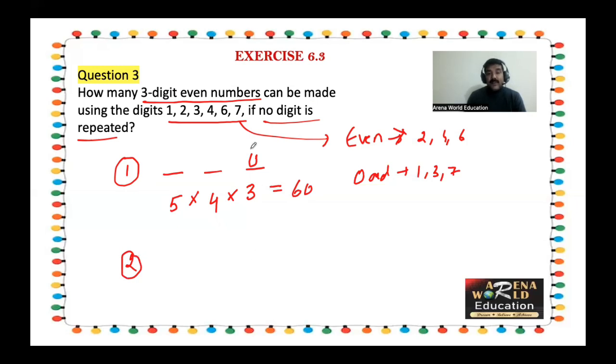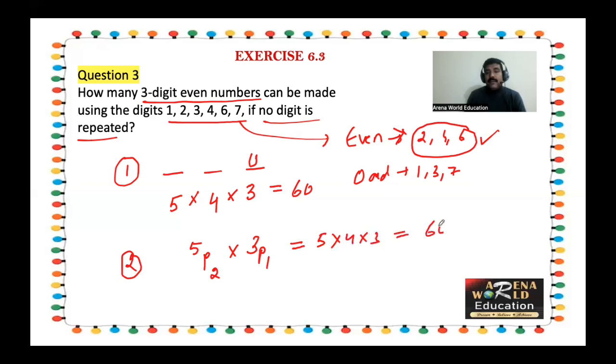And if we solve this question by using the permutation method, the unit digit will be chosen out of these 3 even numbers, so this will be 3P1. And for these 2 places, we have a total of 5 numbers and we will choose only 2. So 5P2 into 3P1. So what will be the answer? It will be 5 into 4 and into 3. So this will be the same, right?